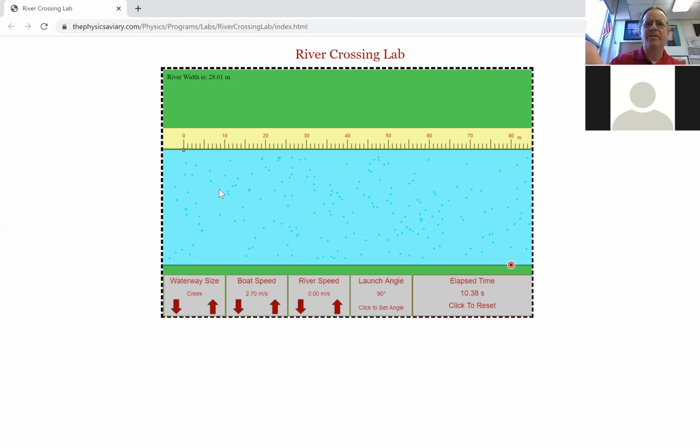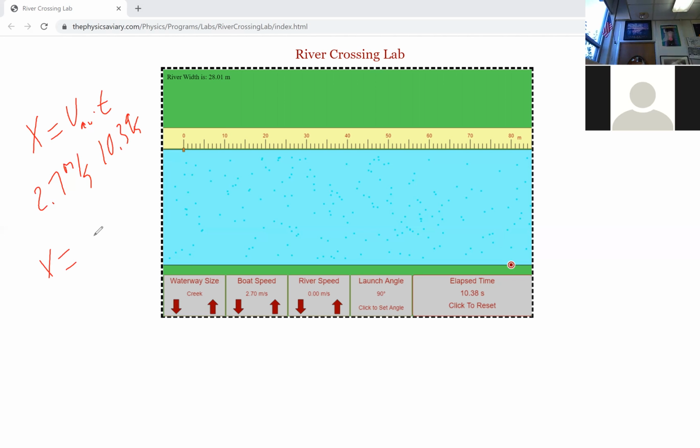Well, let me do some annotating here. Let's do some red. So to find out how wide that is, I'm going to call that x equals average velocity times time. Well, I'm going straight across at 2.70 meters per second. It took 10.38 seconds to do that. So that is going to be how wide my river is. Okay? So 2.7 times 10.38, 28 meters across.